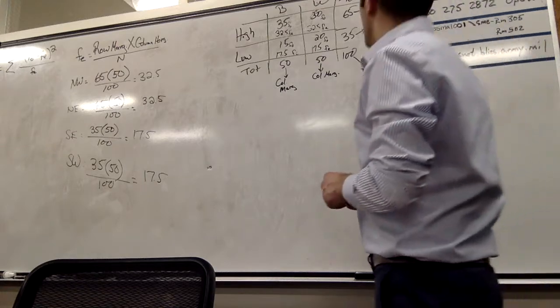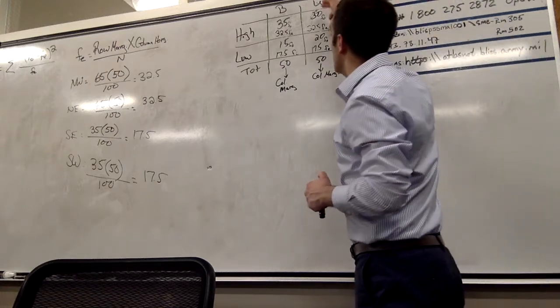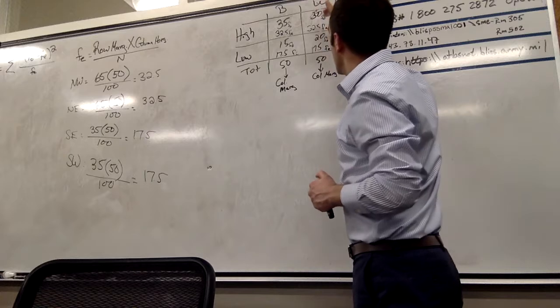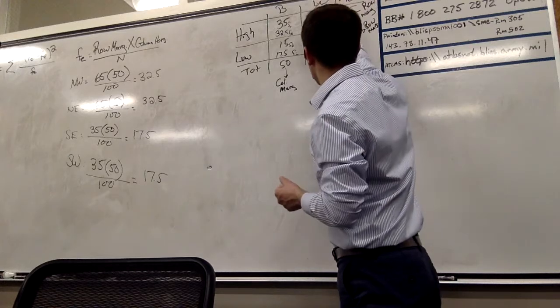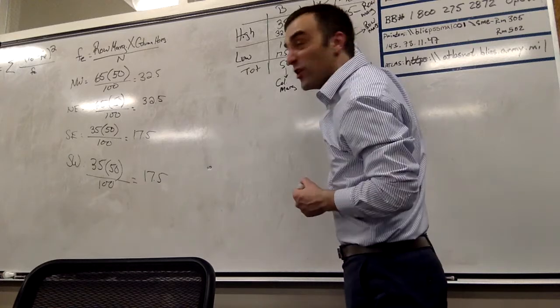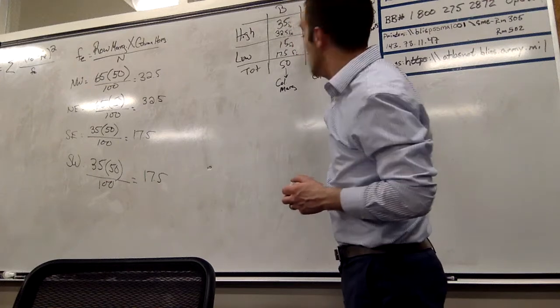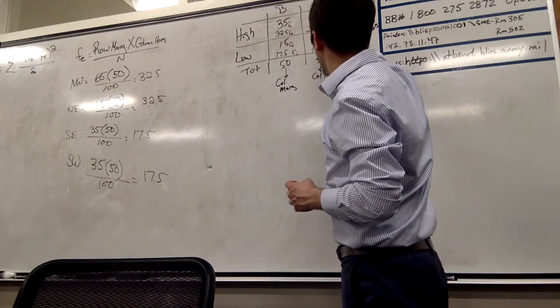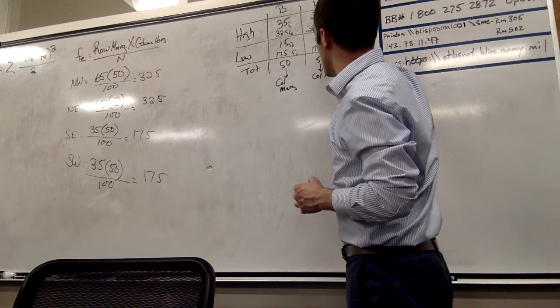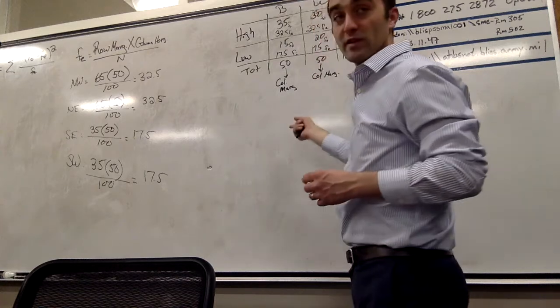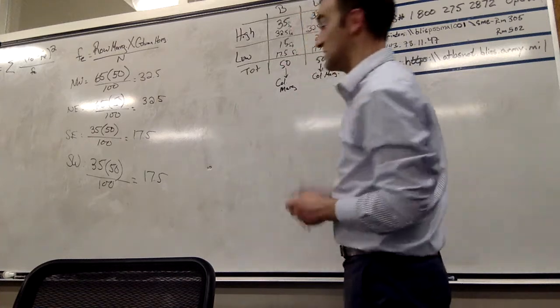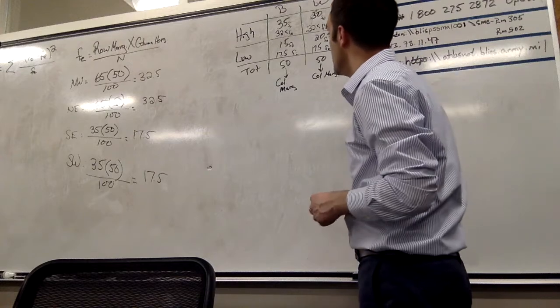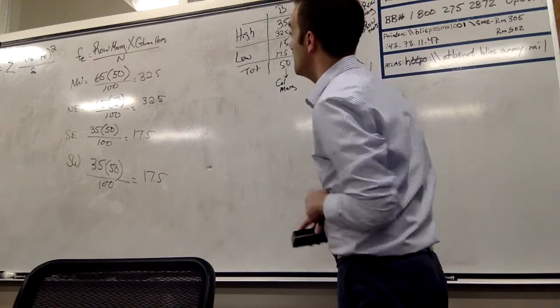So, for example, with whites, we observed 30 high participating whites. If there was no effect of race on participation, we should see, instead of 30, 32.5. For whites that are low participators, we saw 20. If there's no effect of race on participation, we should see 17.5. Same thing for black.